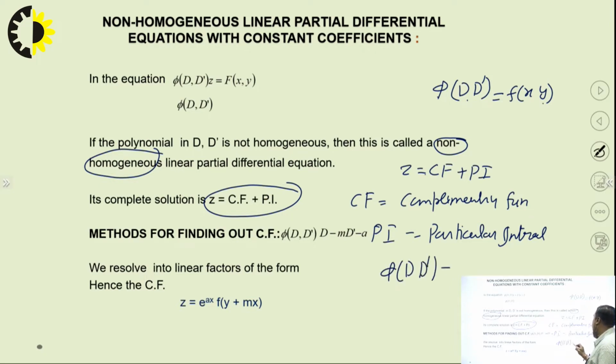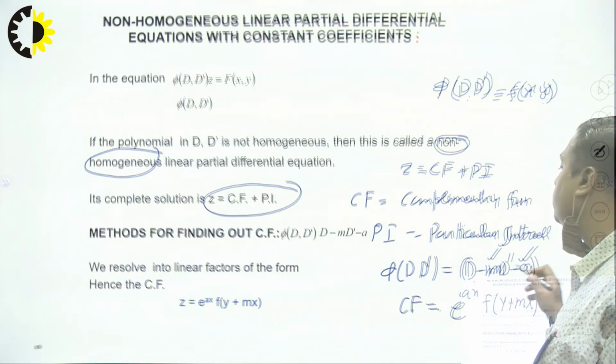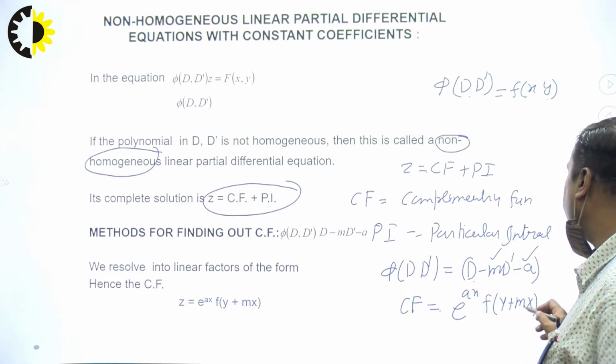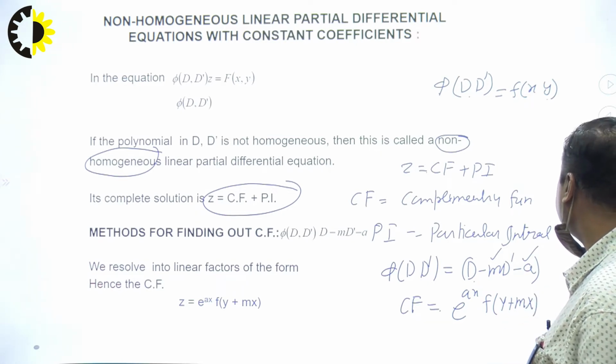Phi D, D dash is equal to (D minus m D dash minus a). We have to take the value of m and a, and their CF is to be taken as e to the power ax f(y plus mx). That means we have to compare our equation with the relation D minus m D dash minus a, and after comparing we have to calculate the value of m and a, and CF is given by e to the power ax f(y plus mx).